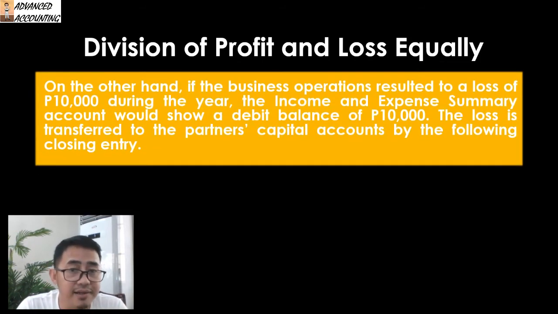Okay, on the other hand, if the business operations resulted in a loss, let's say for example this is a net loss, the income and expense summary would show a debit balance of 10,000. Opposite to the previous discussion, if the operations resulted in a loss, there is an ending balance in income and expense summary of debit, in this case 10,000. The loss is transferred to the partners' capital accounts by the following closing entry.